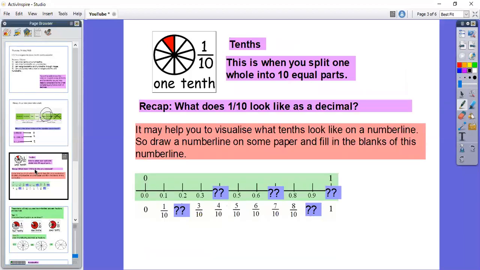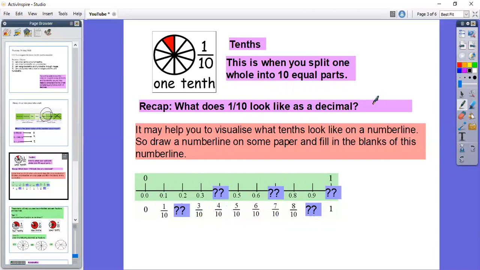So we're going to first of all focus on our tenths column. So our tenths is when you split one whole, look at the example here, you split one whole into 10 equal parts. I can see one of my parts is shaded in, so my fraction is 1/10. Now last week we looked at fractions as decimals, so can you tell me what is 1/10 as a decimal? Let's have a go. Really think back. Even use the number line here to help you. It's a bit of a cheat, but you need to know what 1/10 is as a decimal.